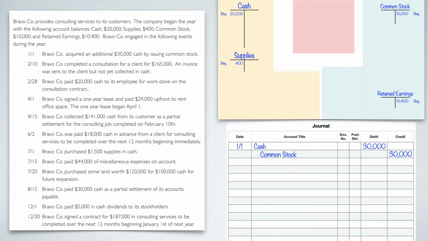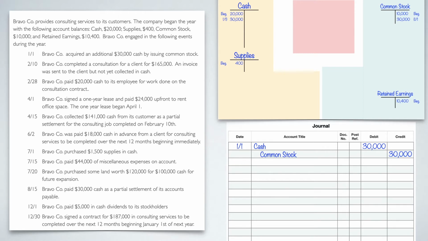But now that we've done our journal entry, we need to put it into our T-tables. Now we already have these T-tables, so we're just going to add them onto the already existing ones. So on the debit side, I'll put 1/1 of $30,000 for cash. And on the credit side of common stock, I will do the same thing. And that's transaction 1. So let's go to transaction 2.